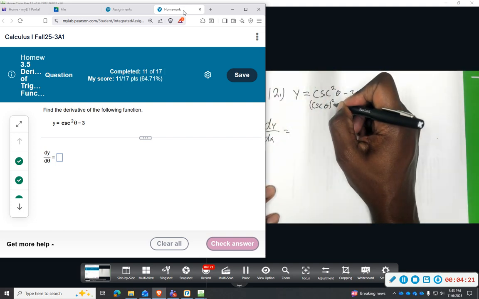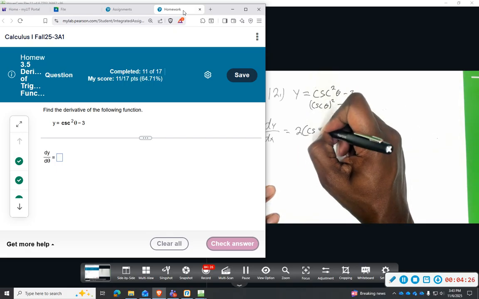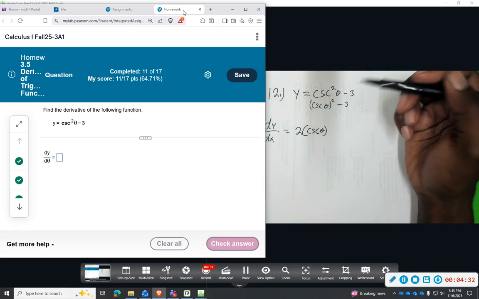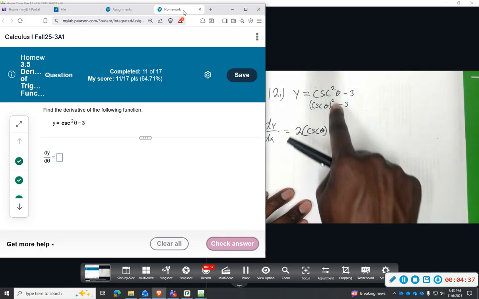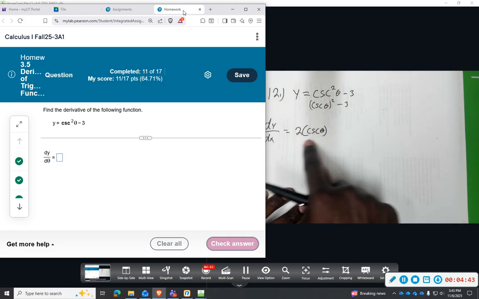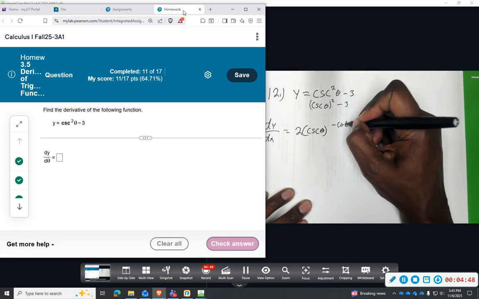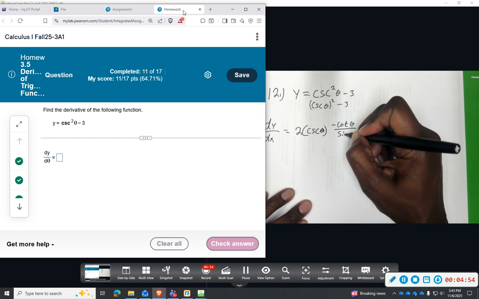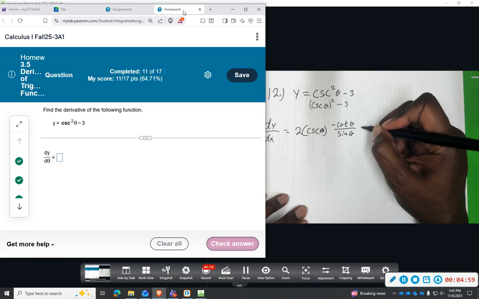So doing the chain rule, we'll have a 2, and then leave the inside alone, cosecant theta, and then times the derivative of the inside. So we hadn't seen the chain rule yet, but when you do the chain rule, you do the outside and then the inside. So we did the outside using the power rule, and then the derivative of cosecant was negative cotangent of the angle, which is theta, divided by sine of theta, and then the derivative of a constant is 0.